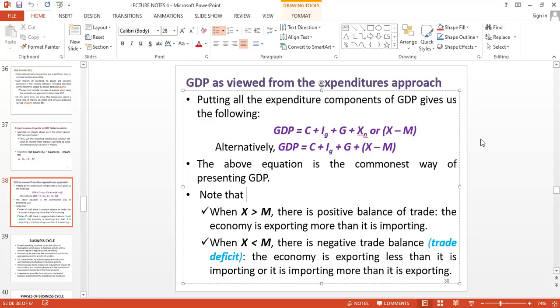Production of goods and services. Mind you, GDP is production of goods and services. So once you produce more and more, your GDP becomes more and more, so your economic growth becomes more and more.